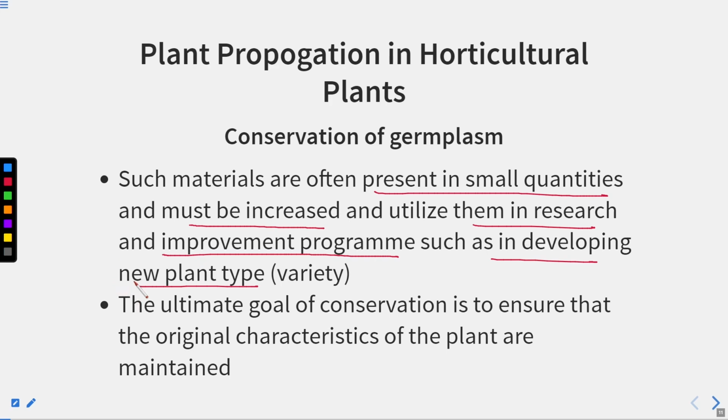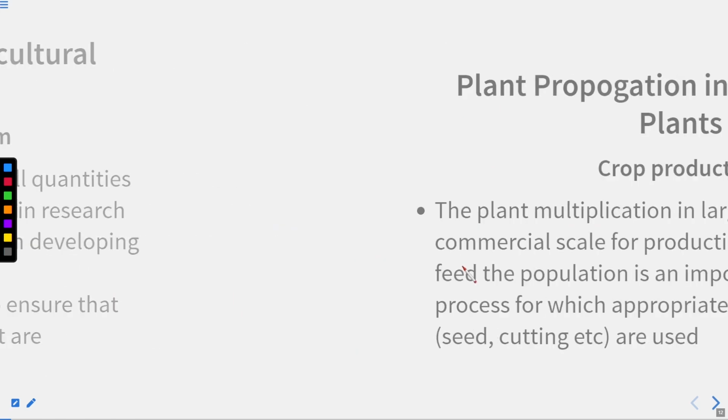In that way we are conserving that particular plant. The ultimate goal of conservation is to ensure that the original characteristics of the plants are maintained. So when we are doing this propagation method with the help of germplasm, then we are conserving the original characteristics, the genetic material of that particular plant, because all the characteristics are present on the genetic material only. So we are conserving germplasm. It means we are conserving the original genetic material.